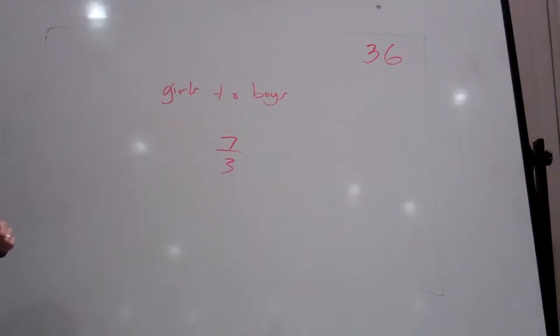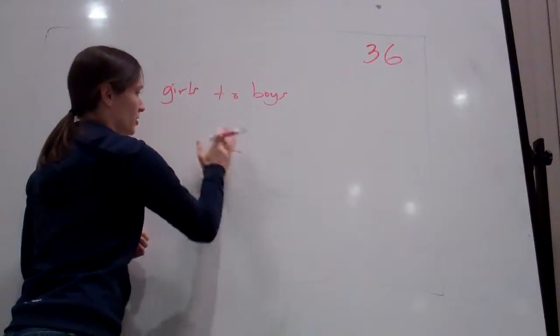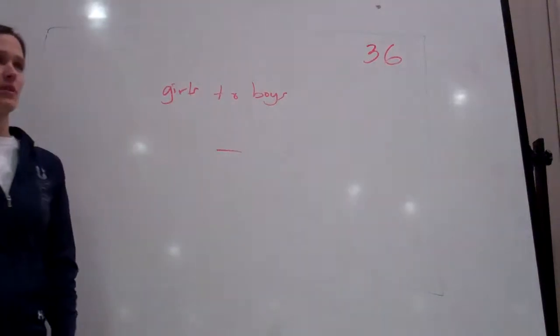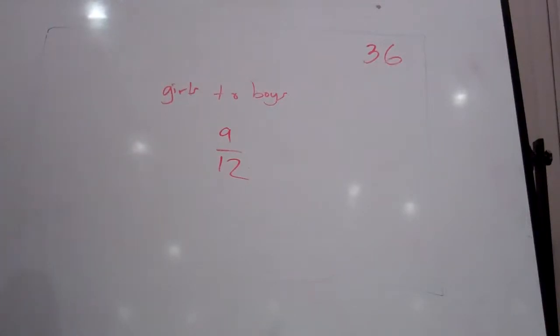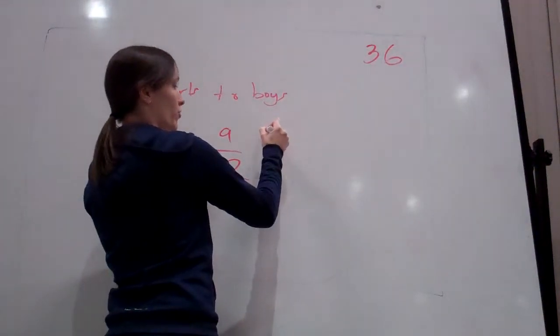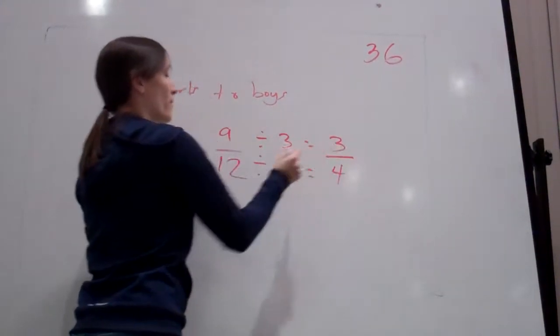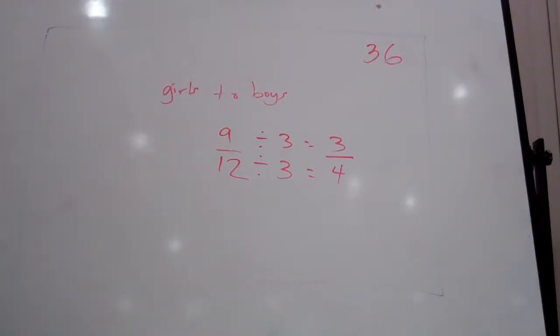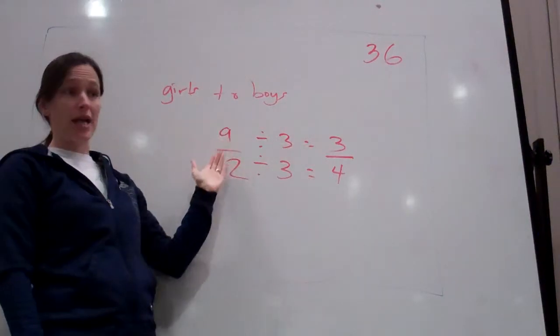Okay, so let's say 9 over 12. Let's say there were 9 girls and 12 boys. You would reduce it. What number goes into both 9 and 12? 3 will. 3 will go into 9 three times, and 12 divided by 3 would be 4. So our answer would be 3/4. So basically to every 3 girls, there would be 4 boys if it was 9 to 12.